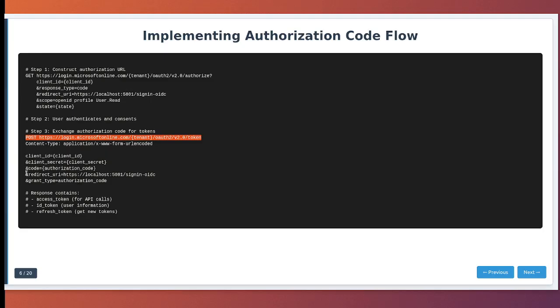The response contains several tokens. The access token is what you will use to call APIs. It is typically valid for 1 hour. The ID token contains information about the authenticated user. You can decode this JWT to get the user's name, email, and other claims. The refresh token is long-lived and can be used to get new access tokens without user interaction. Store all tokens securely and never expose them to client-side JavaScript.